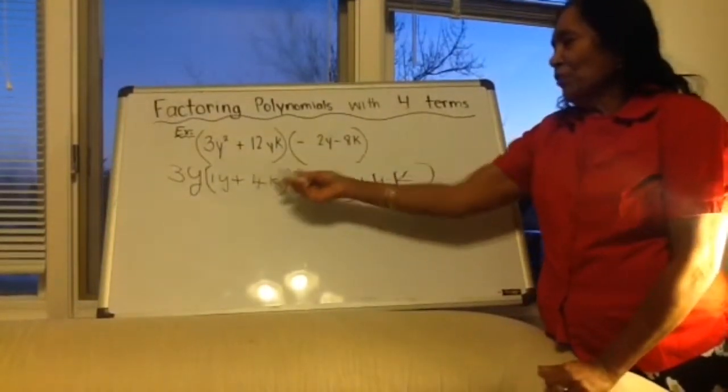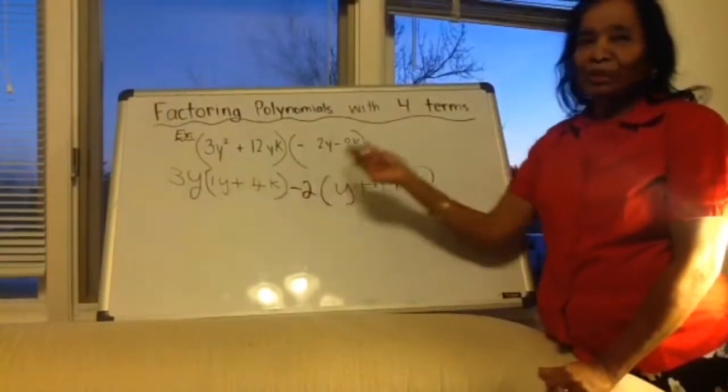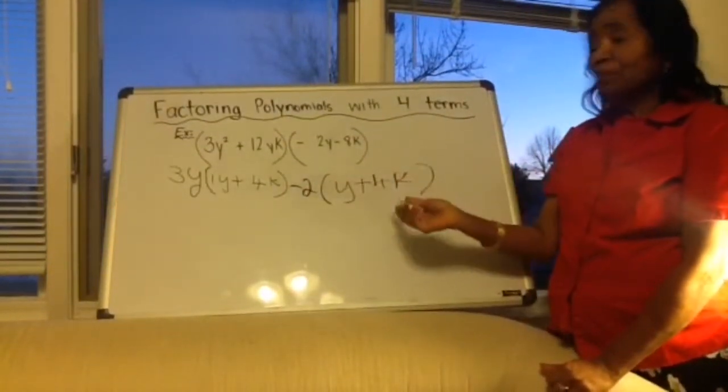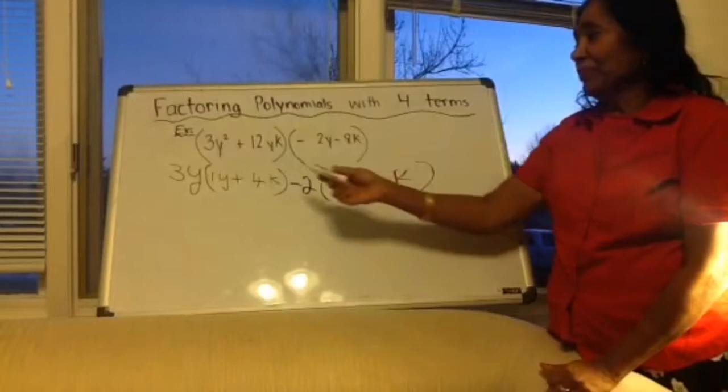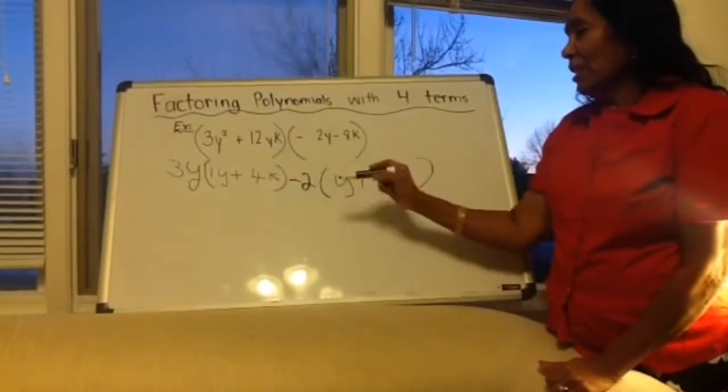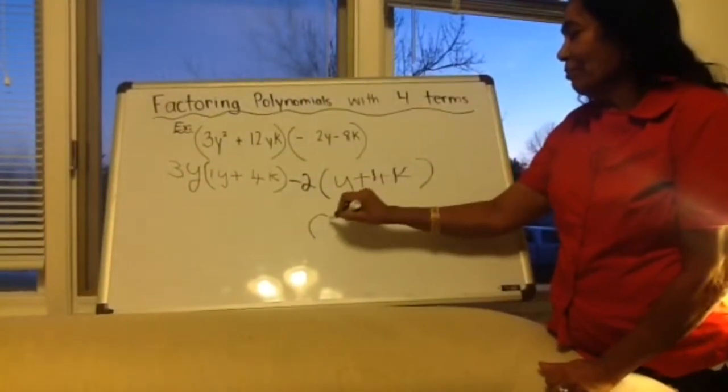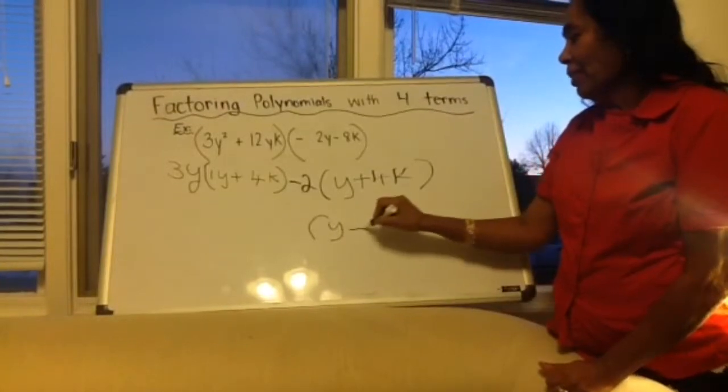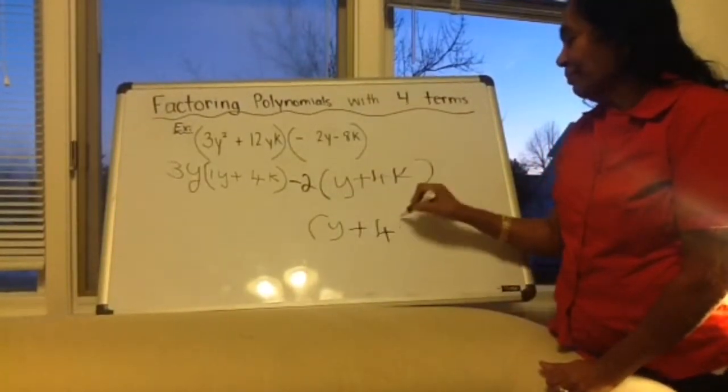And these 2 factors always should be the same. If they are not the same, then you made a mistake somewhere. So since they both are the same, copy it only one time. That is y plus 4k.